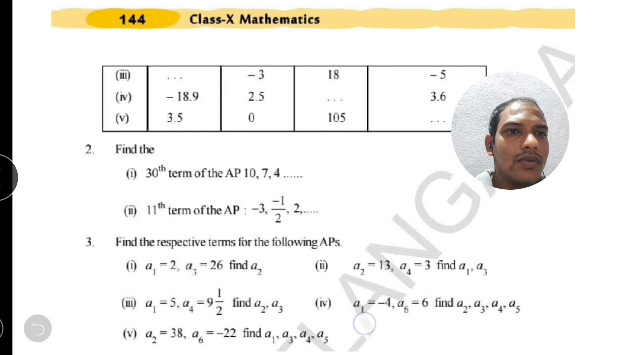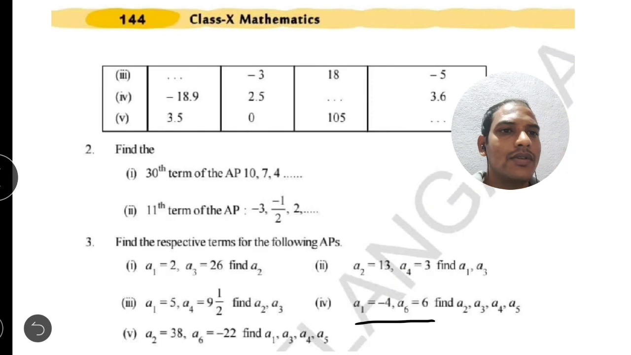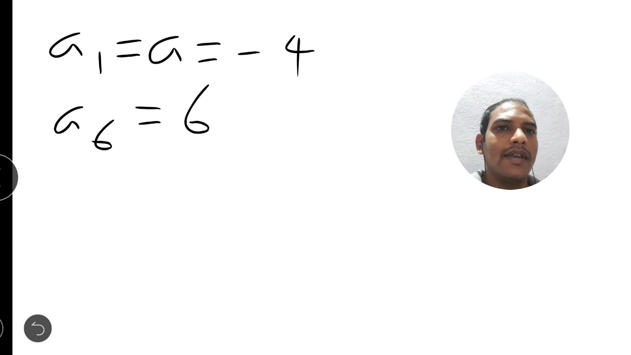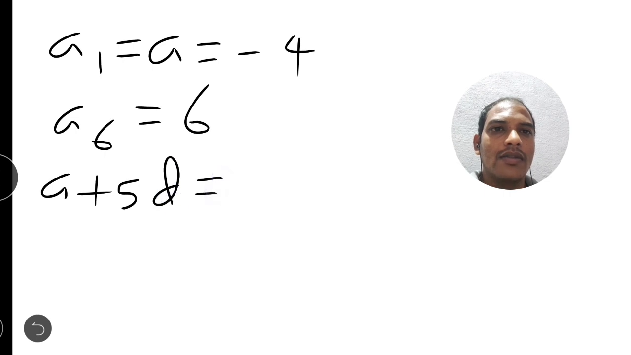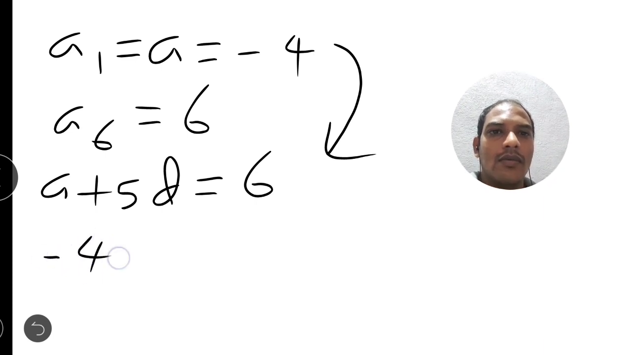Next question, the fourth one: A1 equals minus 4, A6 equals 6. See, A1 is equal to A, so A equals minus 4. Next, A6 equals 6. As per the general form of an arithmetic progression, A6 is A plus 5D equals 6. Now substitute this A value, minus 4, in the equation. So minus 4 plus 5D equals 6.